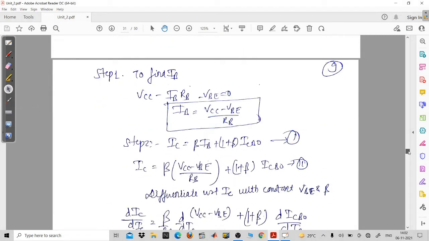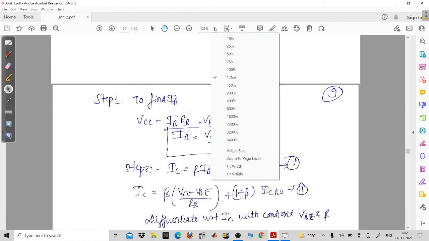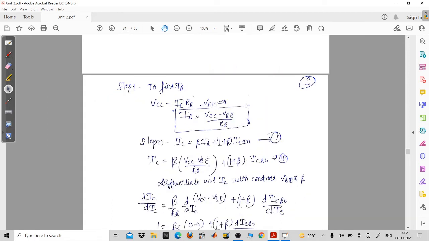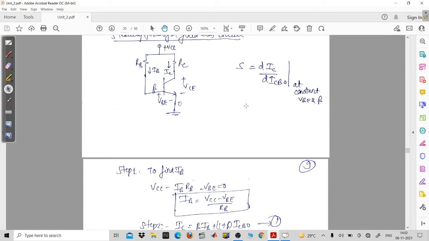So when you are applying the KVL, what is going to happen? You can see here, when you are applying the KVL, VCC minus IB RB minus VBE. From this, you can have this IB value. Now you put this IB value in which equation? Because you want to find the collector current. So collector current can be written as IC equals beta IB plus (1 plus beta) into ICBO.